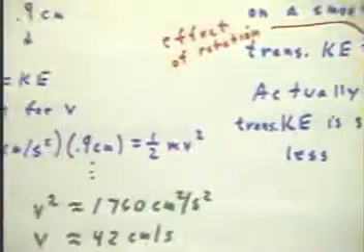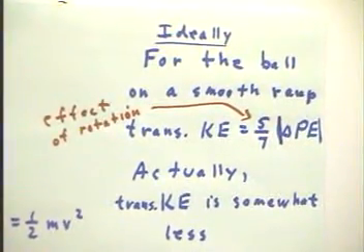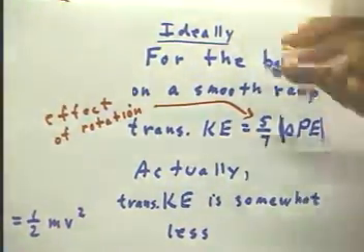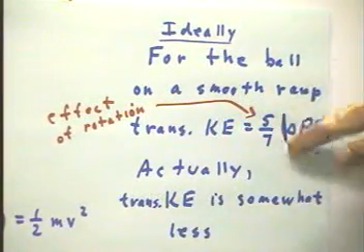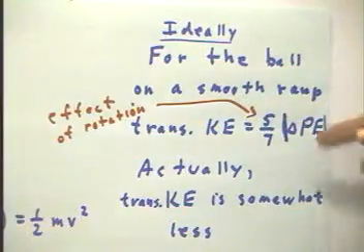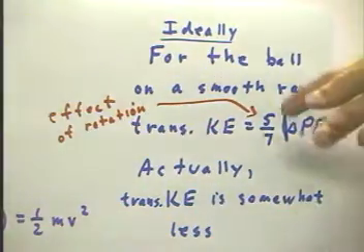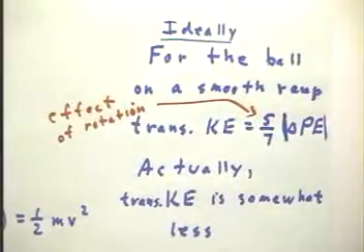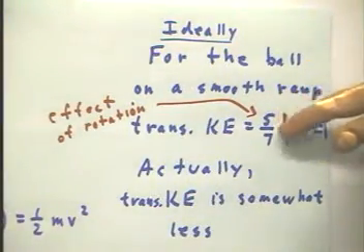Now, actually, that doesn't happen in this situation, because ideally, for a ball on a smooth ramp, the translational kinetic energy would be 5/7 of your potential energy change, the magnitude of your potential energy change. Again, assuming a potential energy loss, which is the only way the ball is going to roll down the incline. The 5/7 is an effect of rotation. And I'm saying this 5/7 off the top of my head.